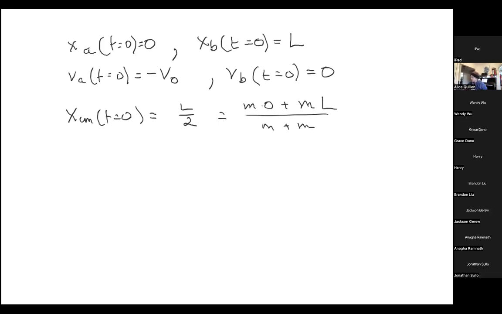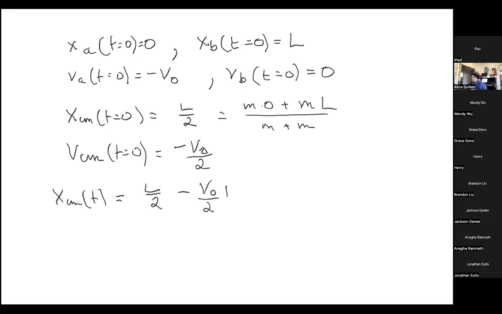What about the velocity of the center of mass? This is going to be a constant, and it's going to stay fixed forever, but let's write it as an initial condition. Again, we just have to weight the two velocities, so it's minus v0 over 2. Okay, so now we know the center of mass position at all later times. It's the initial one, which is L over 2, minus the velocity of the center of mass times time. So this is the center of mass at later times.